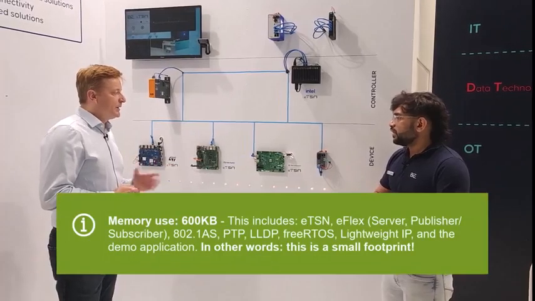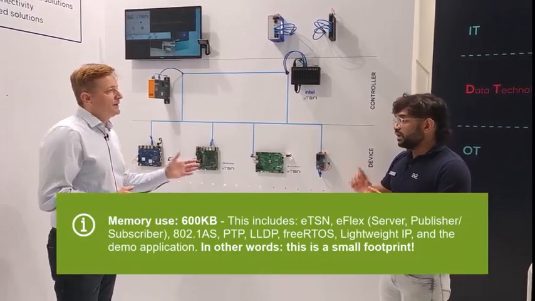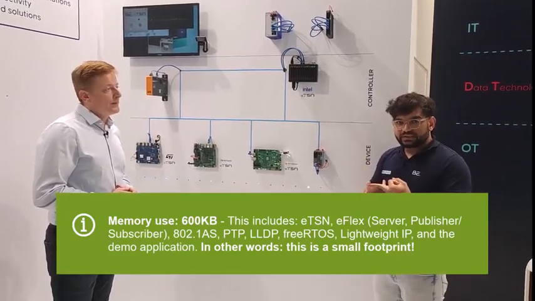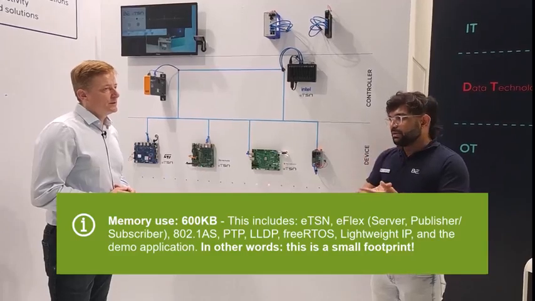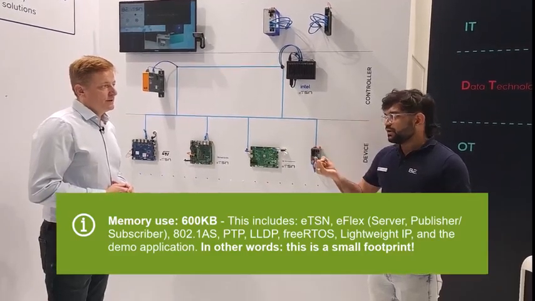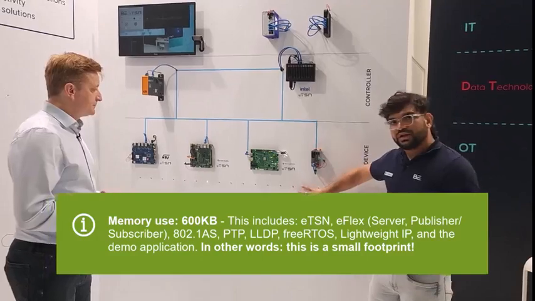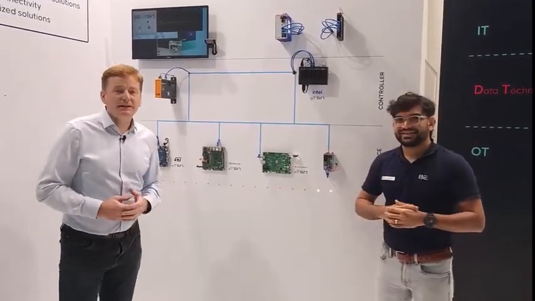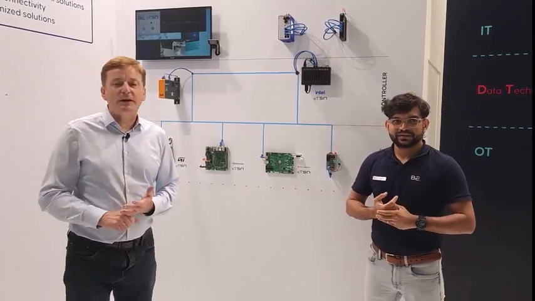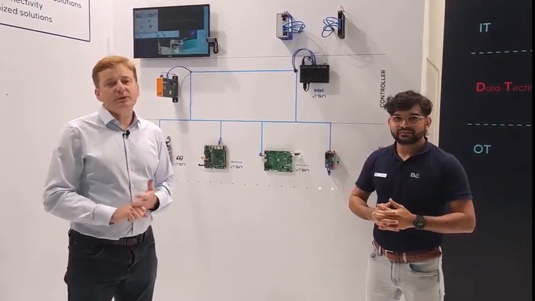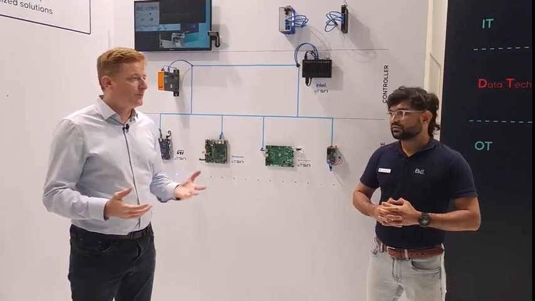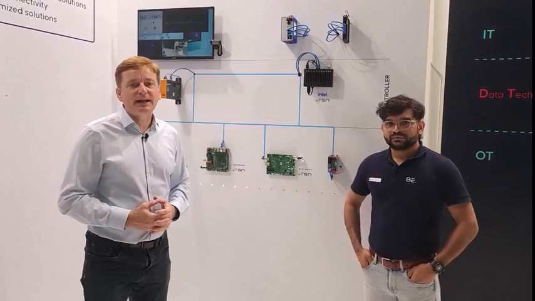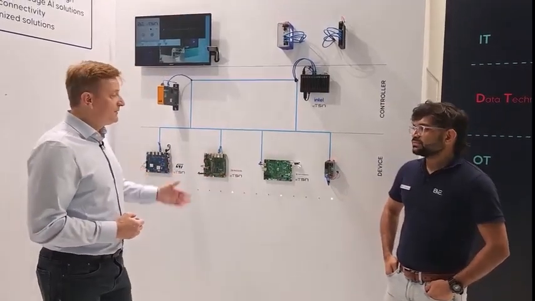And that includes the eFlex for the embedded OPC UA. Not only that, we have 802.1AS PTP, we have LLDP, we have the lightweight IP stack, we have FreeRTOS, we have OPC publisher, subscriber, and a server running, and on top of it, we have this user application running as well. Fantastic. So this goes to show that putting OPC UA onto a small footprint and being able to bring the whole library of a fairly complex system for TSN all together under the eTSN stack is very possible, and obviously you can see it in action.